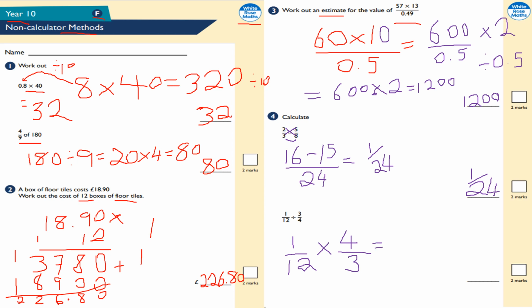Now when I multiply fractions, I just multiply the numerators and the denominators together. 1 times 4 is 4, and 12 times 3 is 36. So I get 4 36ths. Dividing top and bottom by 4, I get the answer of 1/9. So the answer is 1/9 in its simplest form.